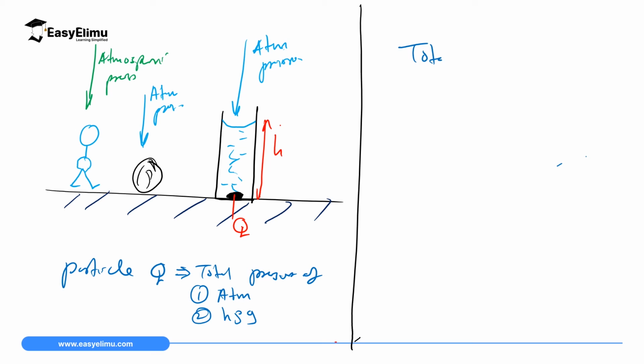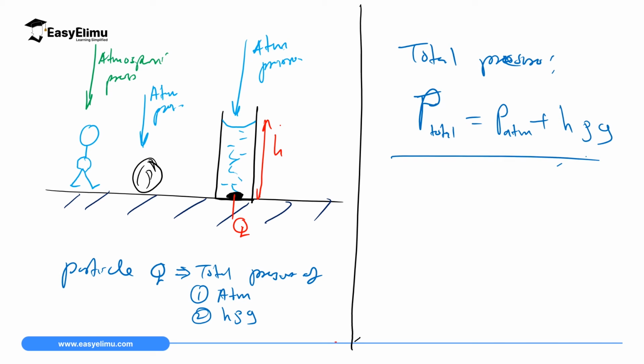So the total pressure experienced by particles inside a fluid on Earth's surface will be: pressure total is equal to pressure due to the atmosphere, or atmospheric pressure, plus pressure due to the height of the liquid column, which is H rho g. This is very important to note. So long as you have anything on the Earth's surface and it's a liquid, it has to experience 2 pressures. One is due to the atmosphere, and then the other one is due to the height of the liquid.